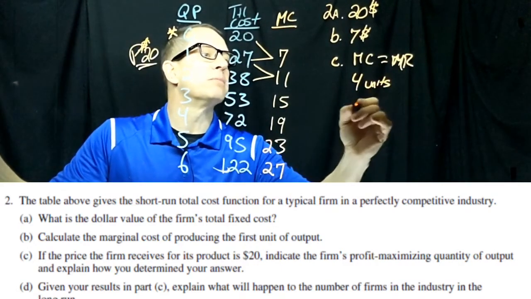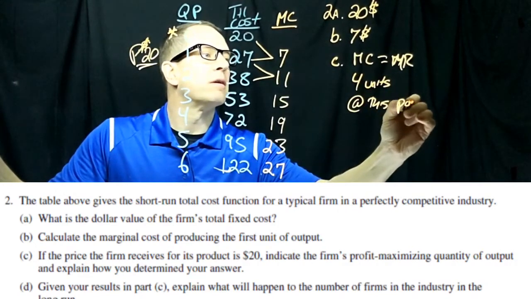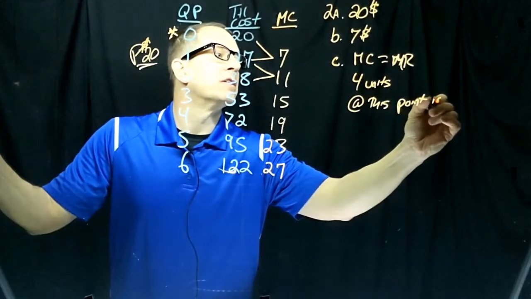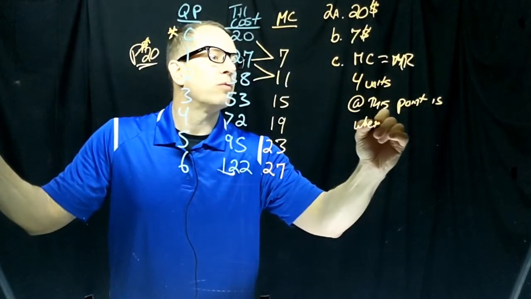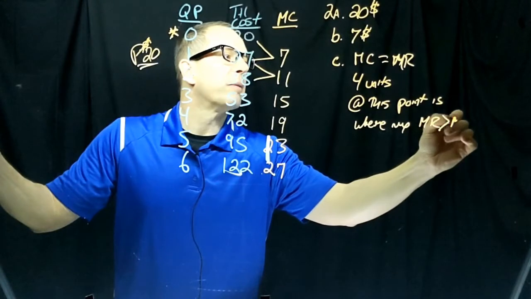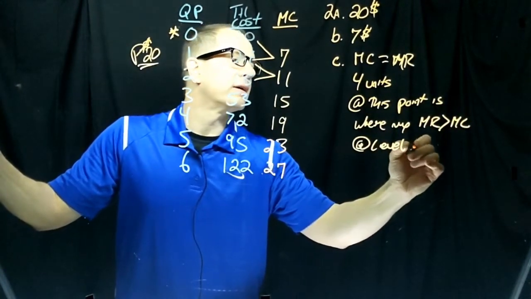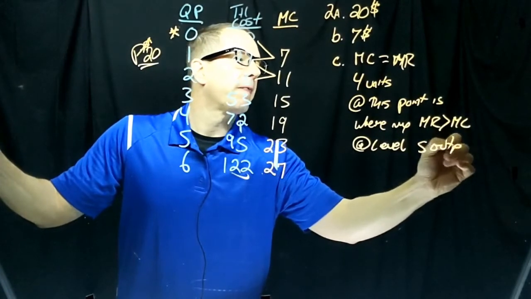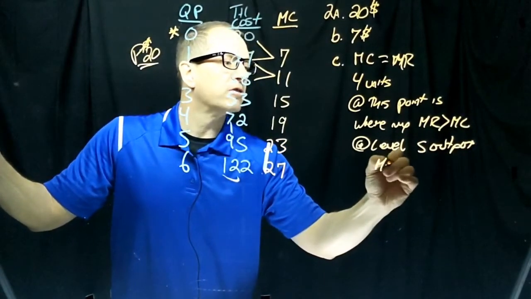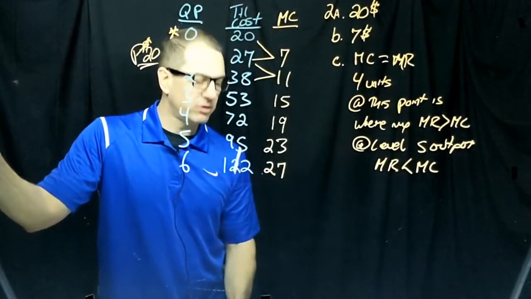The reason being is because at this point, my marginal revenue is greater than my marginal cost, and at level 5 output, my marginal revenue is less than my marginal cost. I'm not going to produce there.